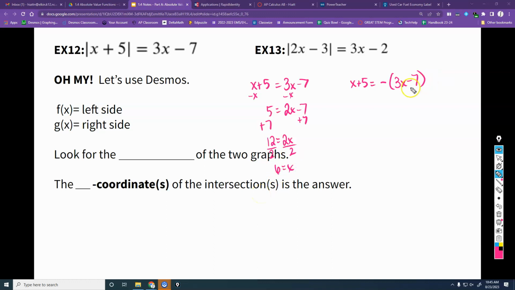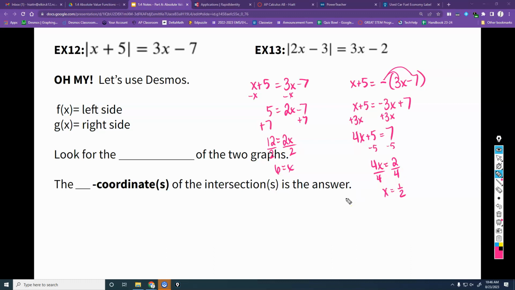Right? But over here, I'd have to distribute that negative, which I feel like we're going to have a really hard time remembering to do. So negative 3x plus 7. And then I'd have to add the 3x. I have to subtract my 5. 4x would equal 2. Divide by 4. X would equal 1/2. So I'd get 6 and 1/2.